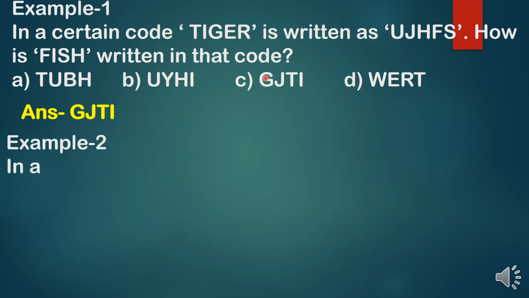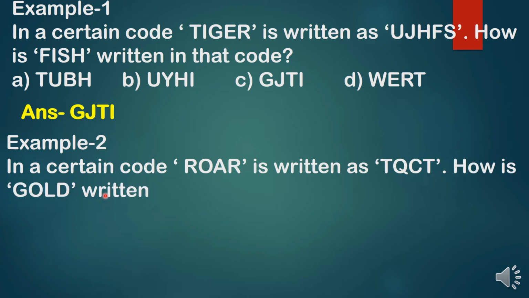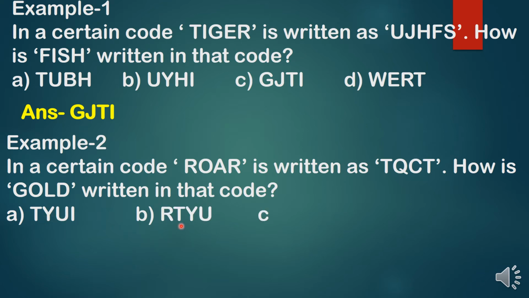Next is example number 2. In a certain code, ROAR is written as TQCT. How is GOLD written in that code? Option A, TYUI, option B, RTYU, option C, IQNF, option D, PQRS.